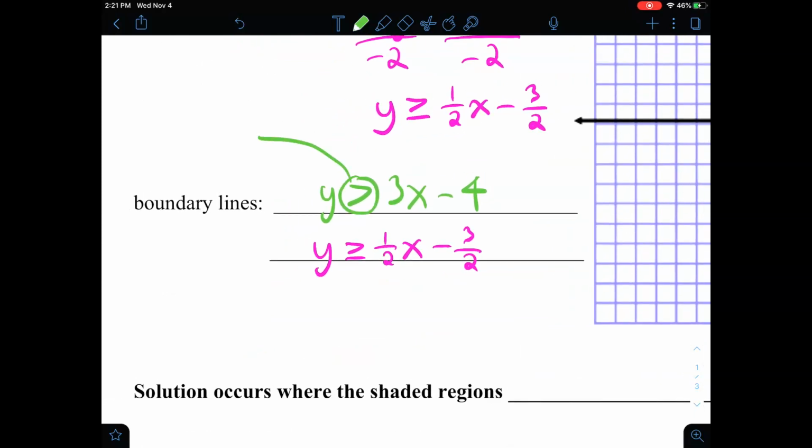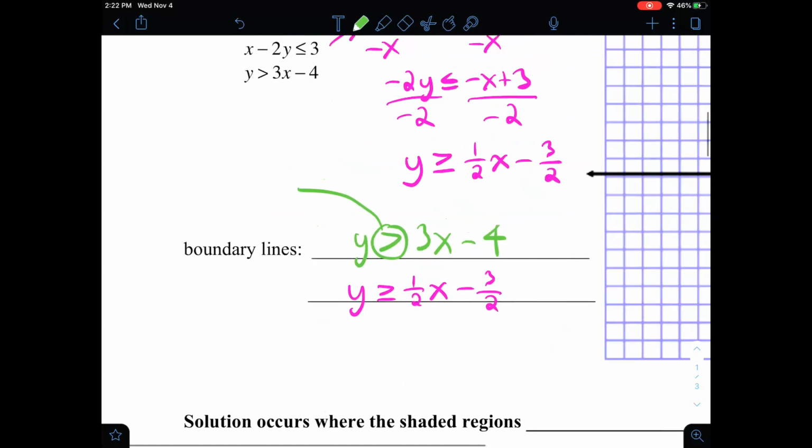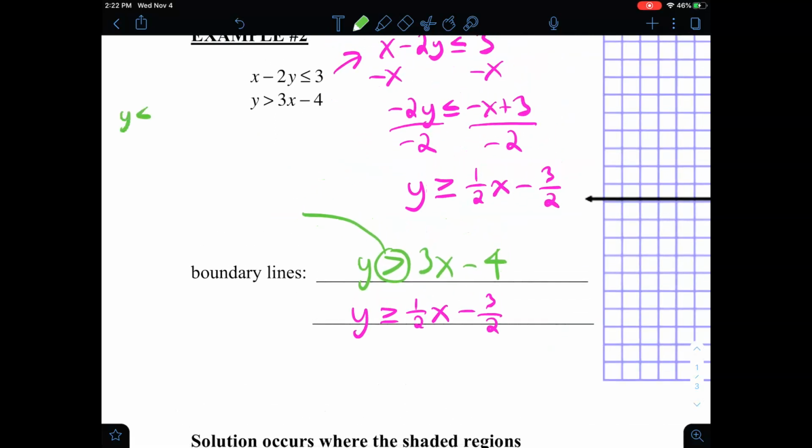I'm going to draw a little arrow here. Is this a solid or a dashed line if it's just greater than? Okay, so for a refresher, let's talk about that here. If y is less than or y is greater than, that's a dashed line. And y is less than or equal to, y is greater than or equal to is a solid line.